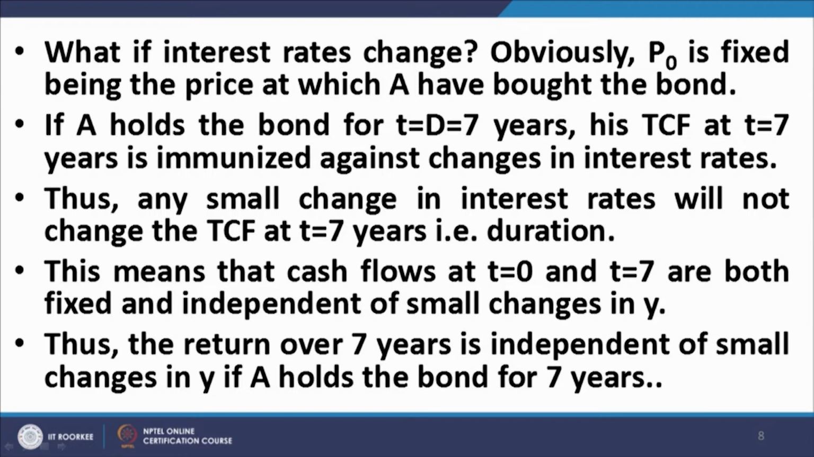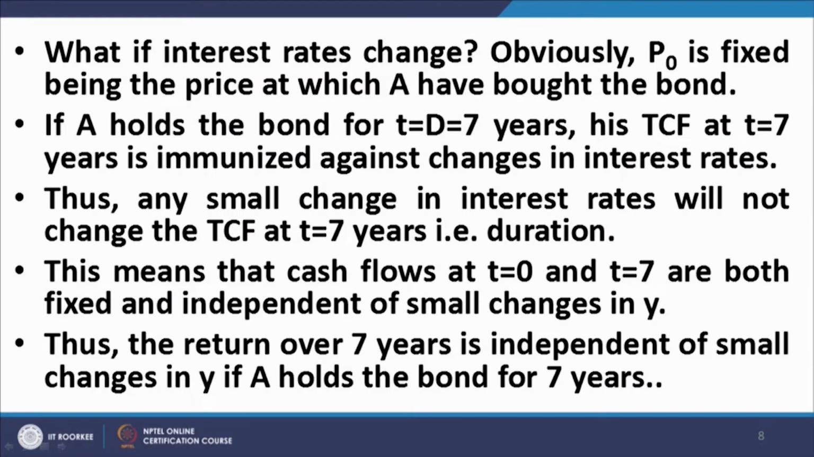What happens if interest rates change? Obviously, the price at which the investment has been made by A, that is P0, the price at t equal to 0, is fixed, being the price at which A has bought the bond, which is 726.66. If A holds the bond for t equal to d equal to 7 years, which is the duration of this bond, his total cash flows at t equal to 7 years are immunized against changes in interest rates. Thus, any small change in interest rates will not change the total cash flows at t equal to 7 years, that is the duration of the bond. So, if you hold the bond up to its duration, you will be immunized against any changes in the total cash flow due to changes in interest rates.